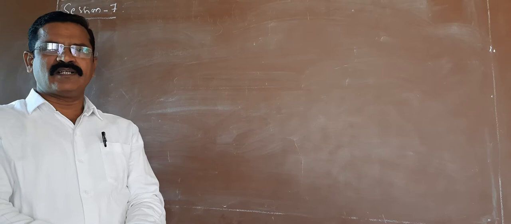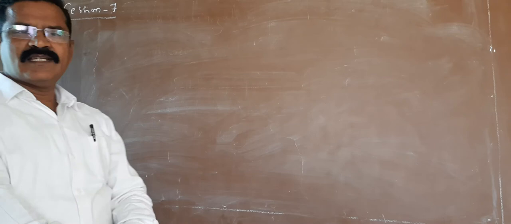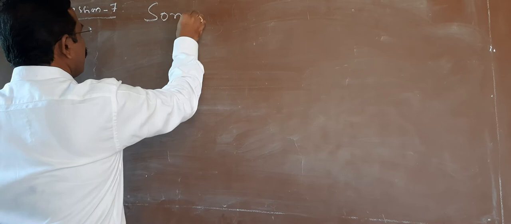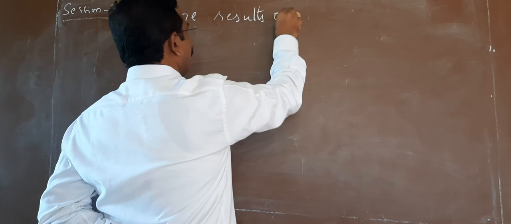Today we are going to discuss session 7. The title is Some Results on Eulerian Graphs.